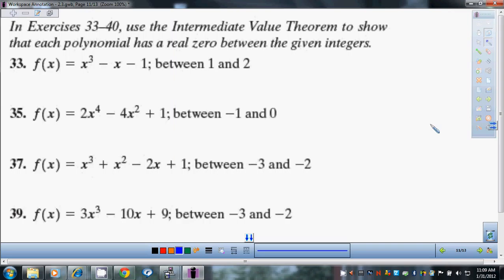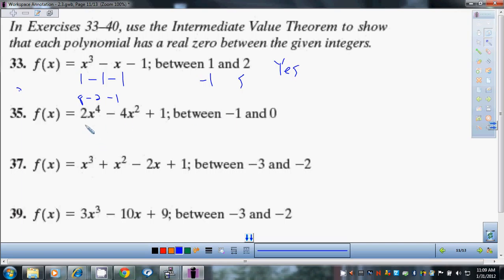Let's look at one. Like 33. Plug in 1. It's 1 minus 1 minus 1. So this one gives you negative 1. Plug in 2. 8 minus 2 minus 1 gives you 5. Is there a sign change? Yes. This one has a root between 1 and 2. And that's all you're looking for is a sign change. Now, if one of them equals 0, then you've stumbled upon a root, and that's a better thing to have than just yes or no.